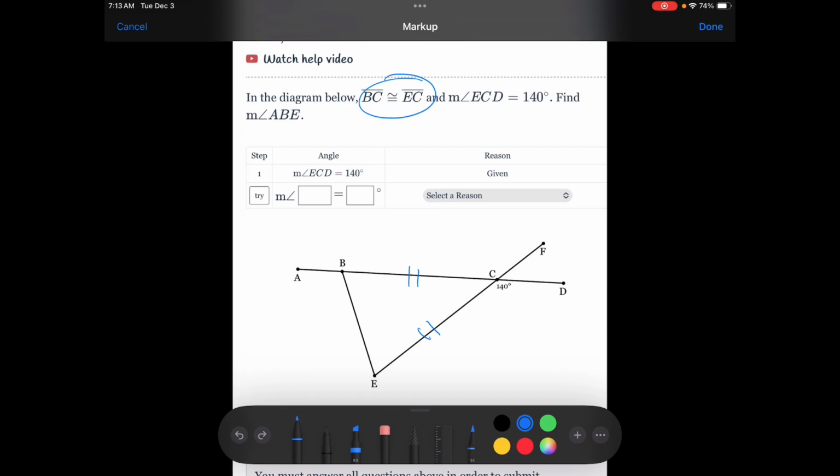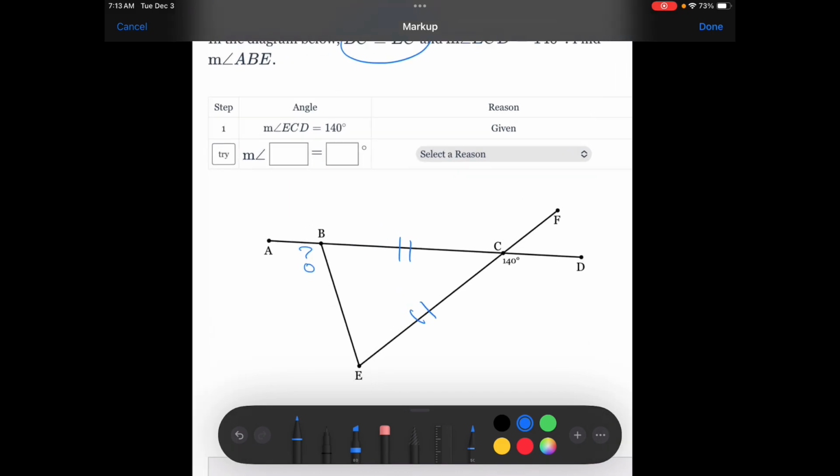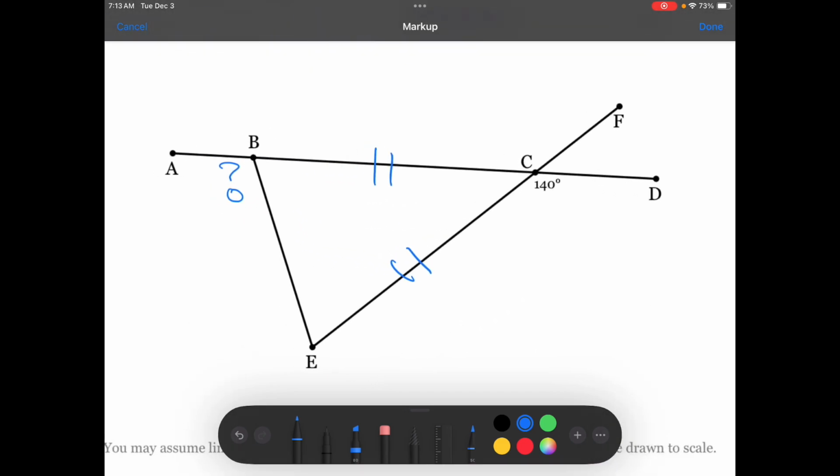From here, they also give us one of these angles, the measure of angle ECD, and our goal is to find angle ABE. So where's that? Angle ABE, that's over here. I'm just going to put a little question mark there. So that's our goal, to find that angle. I'm going to talk through my steps here, but I think this is going to be fairly straightforward. I'm going to start from 140 and eventually make my way over to this angle, ABE.